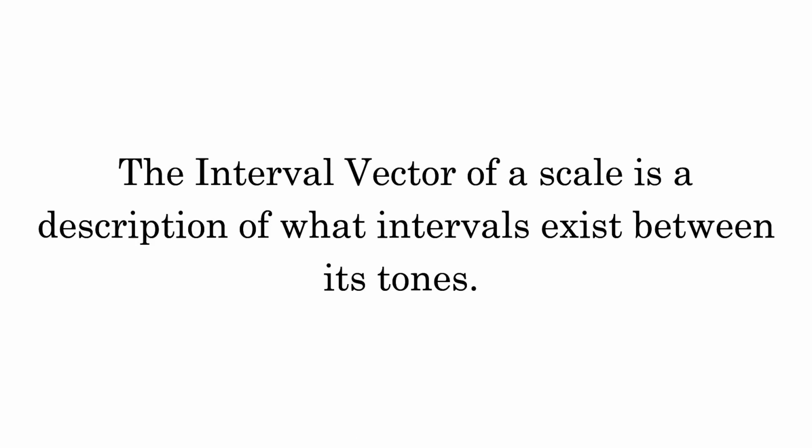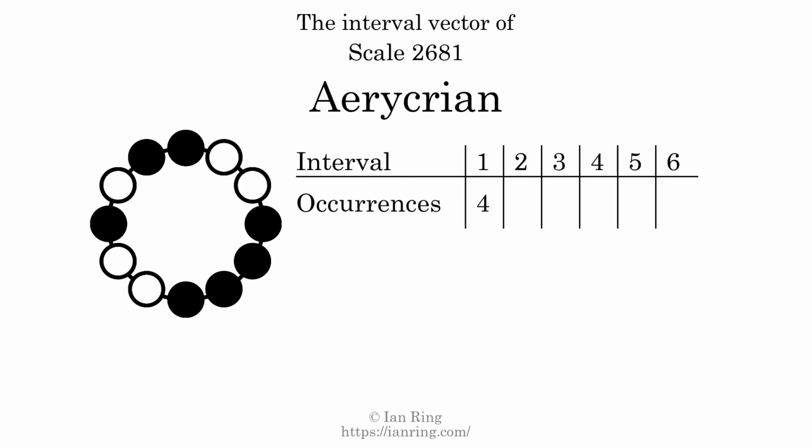The interval vector of a scale is a description of what intervals exist between its tones. There are 4 intervals with a size of 1 semitone. They are here, here, here, and here. There are 3 intervals with a size of 2 semitones. They are here, here, and here.